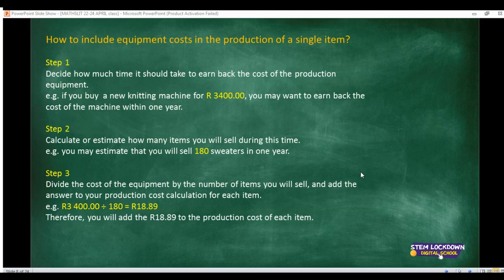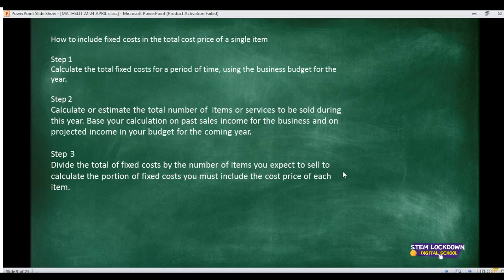And yep, the next one, we are now at how to include fixed costs in the total cost price of a single item. So the past slides we were working out the production costs. So we learned how to work out your production costs using the typical ingredients you'd use for your product. And then we learned how to include the equipment costs to the production costs. These equipment that you need for the production, those are the ones. So we've covered production costs in the formula for total costs.